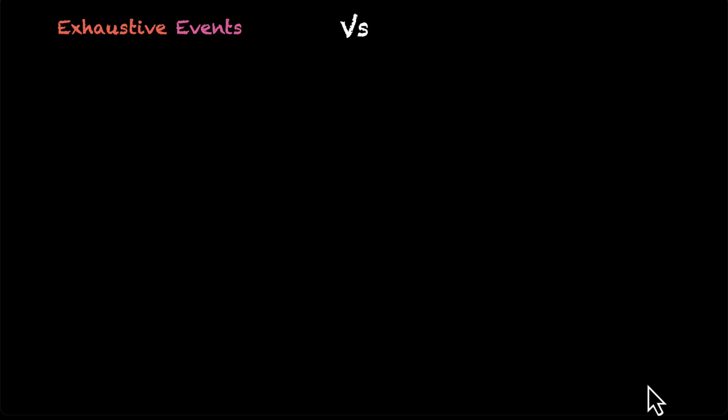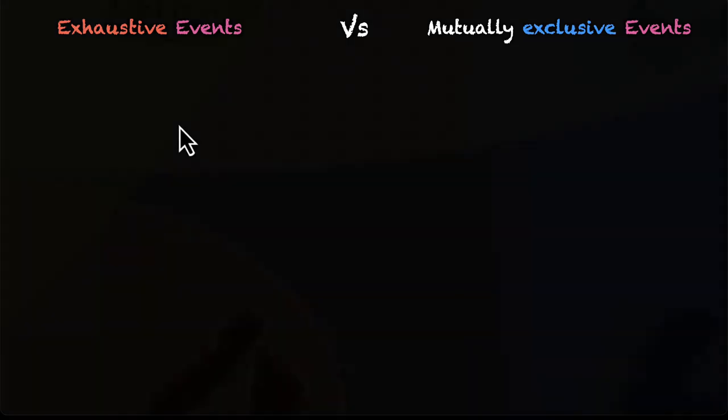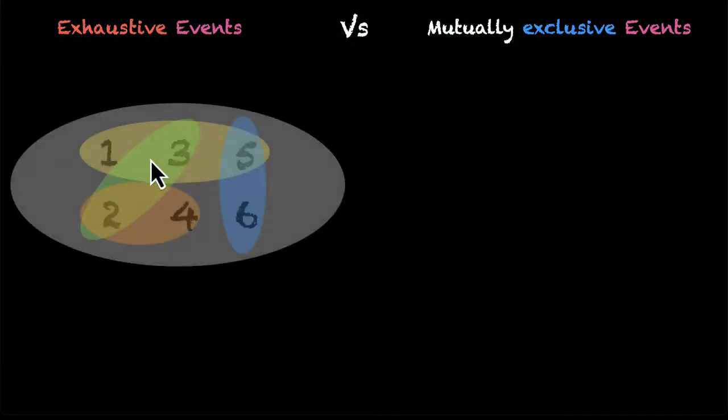Sometimes exhaustive events are confused with mutually exclusive events. That's something that we have covered in the previous video. And now let's pay attention to the difference between the two. Exhaustive events have to do with teamwork. Together, they cover the entire sample space. They're not competing against each other. They're saying, okay, let's team up and cover the entire sample space. If we can do that, we'll be exhaustive events.